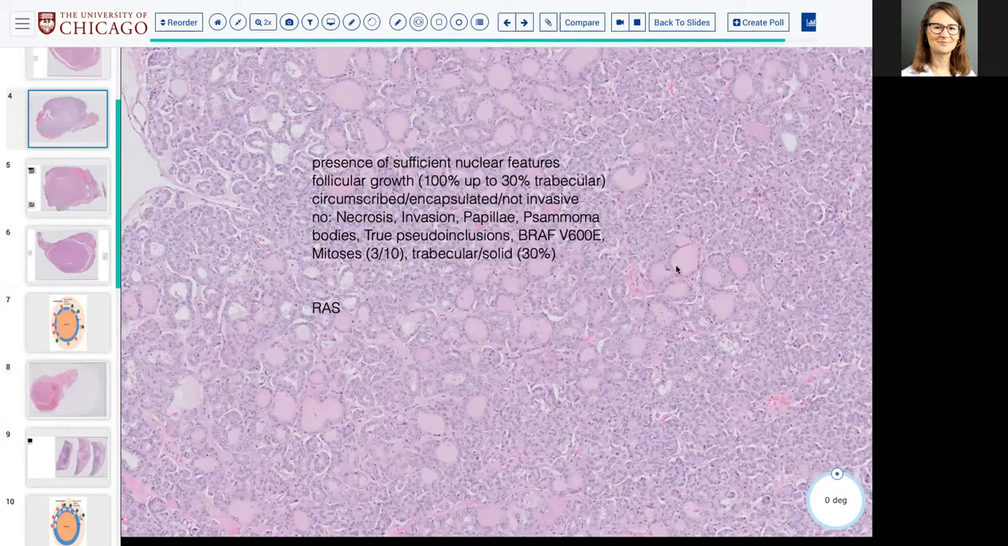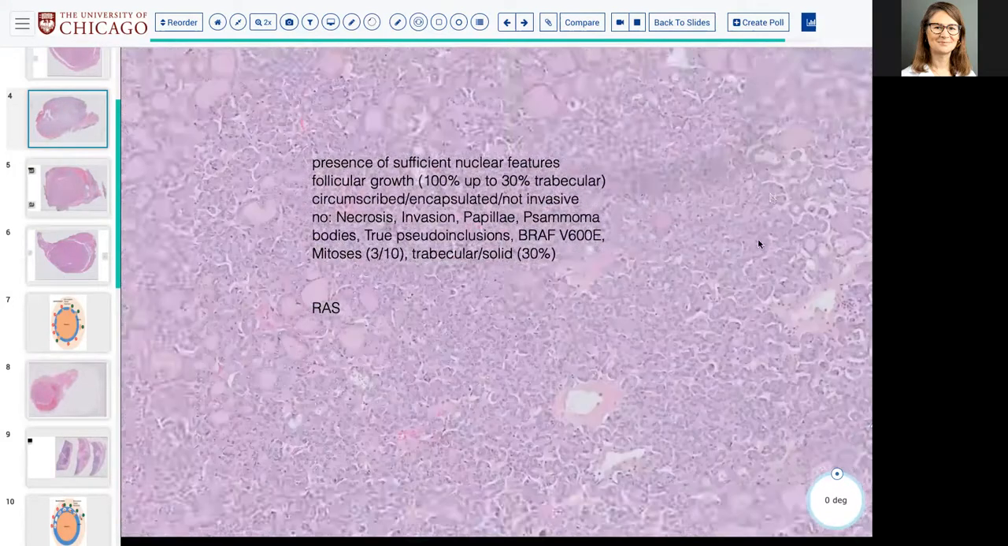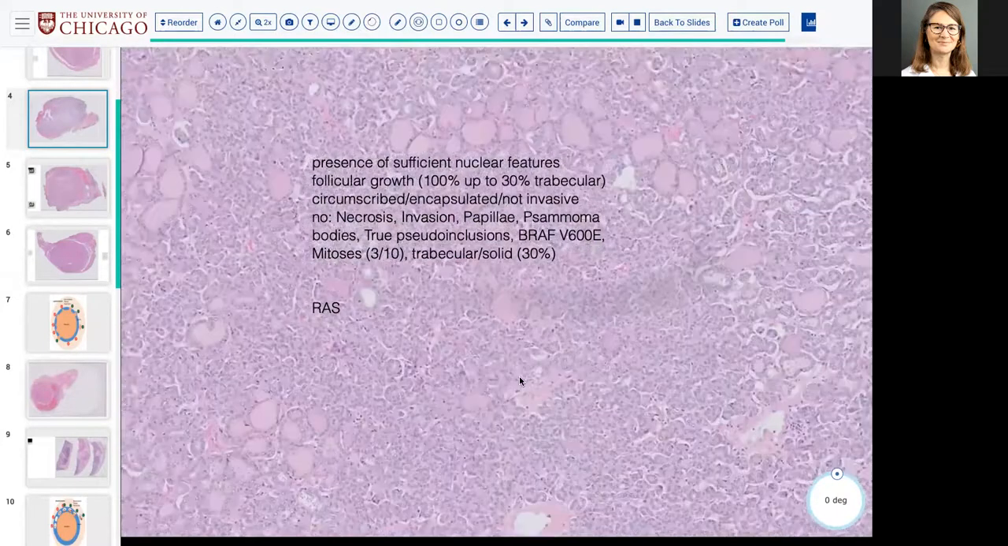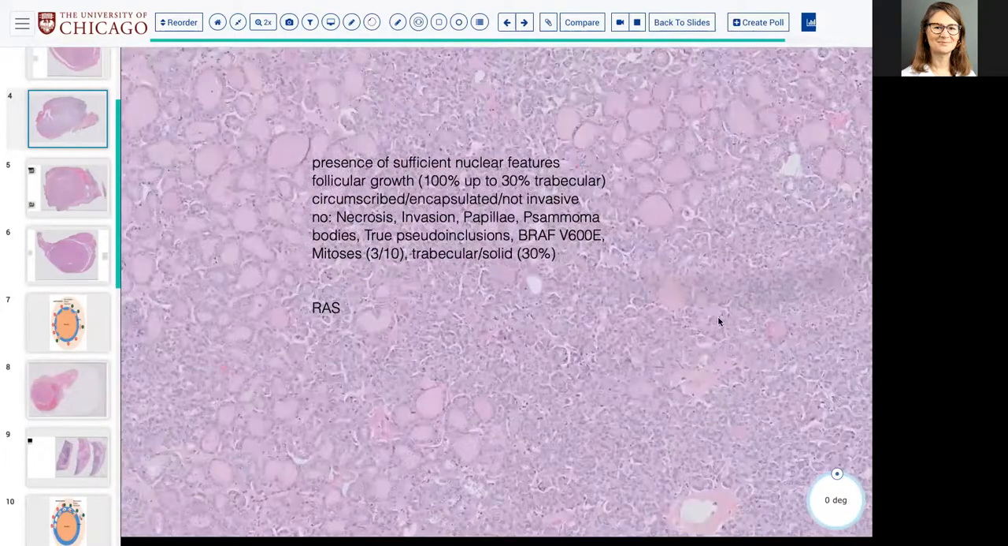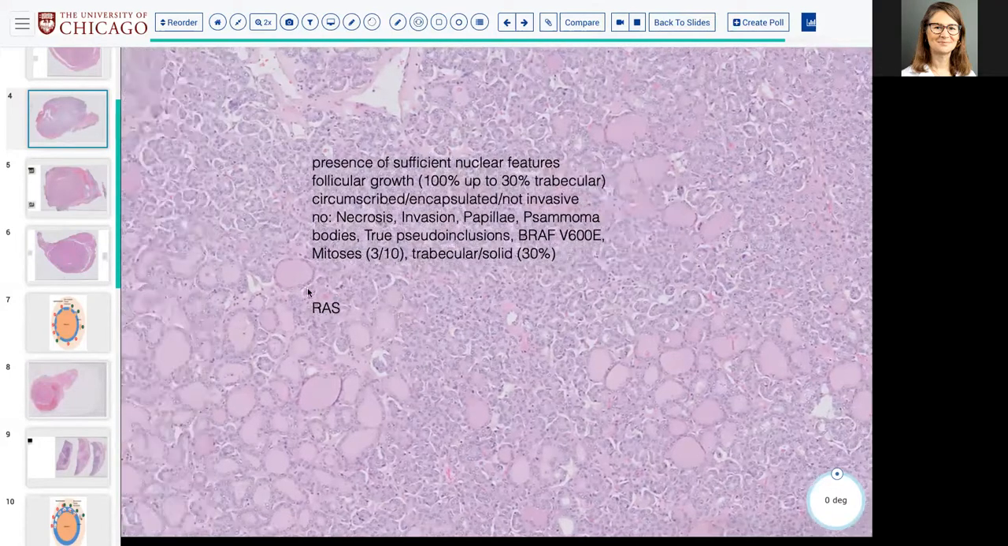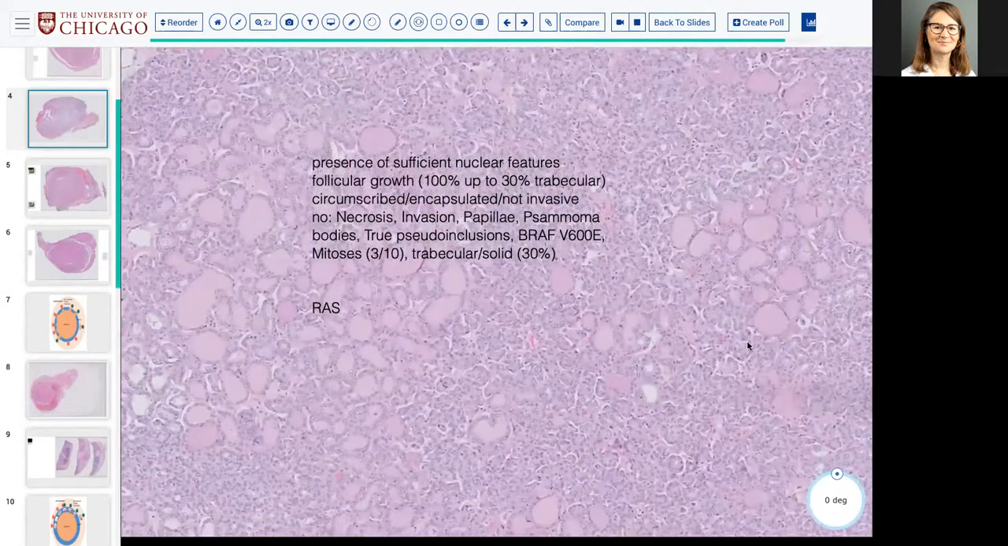So if you are in practice, arguably this lesion in the background would fit. You know, the question comes when you have a small papilla here and there. Is it a true papilla or is it a hyperplastic type of papilla? Do you have a true psammoma body or not a true psammoma body? Do you have a true pseudo-inclusion or not a really robust pseudo-inclusion? So if you have strict criteria, you'll probably do fine.